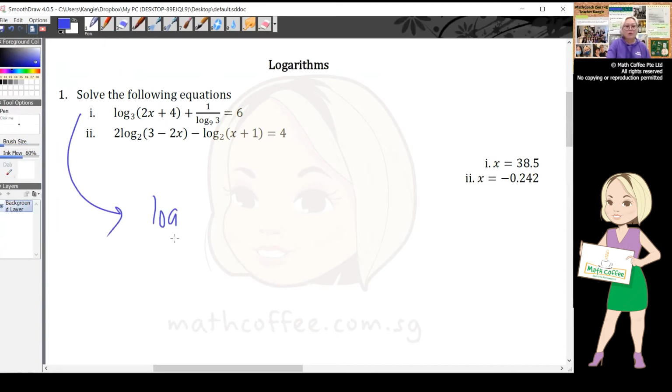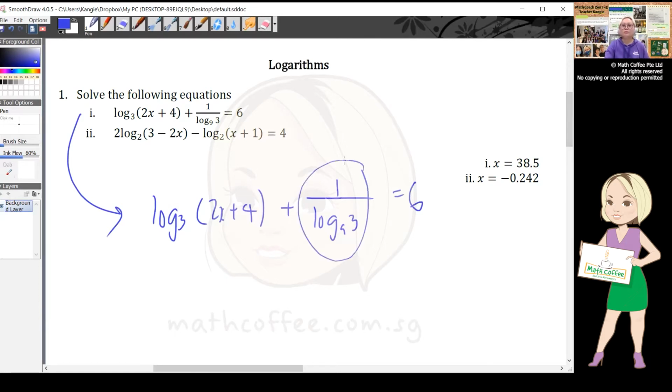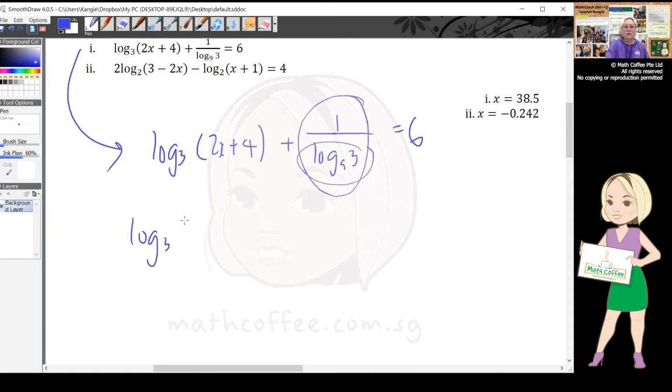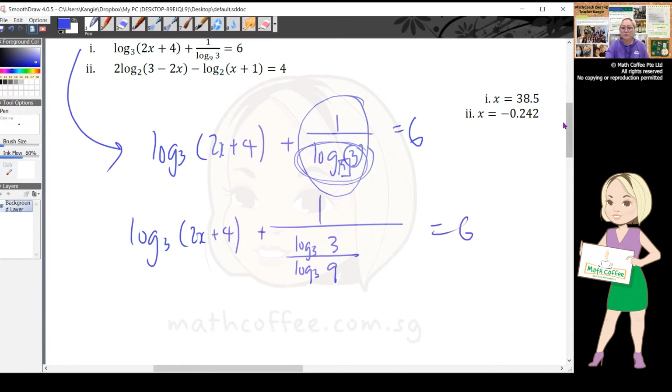Okay, I have log base 3 of (2x plus 4) plus 1 over log base 9 of 3 equals 6. So what do I have to do? I will have to change this to base 3 first at the bottom. So log base 3 of (2x plus 4) plus 1 over, this one you have to change to base 3. How do you change to base 3? You put a fraction, base 3, and this first number will be at the top and the base here will be at the bottom. This one I just put as 6 first.